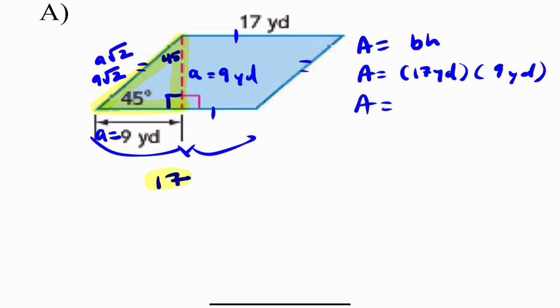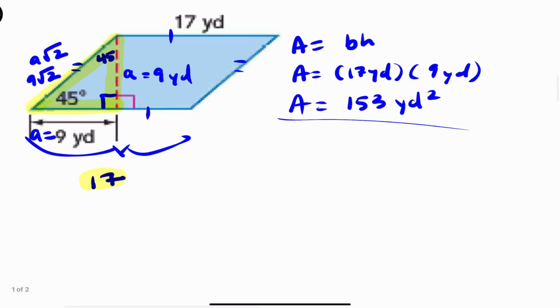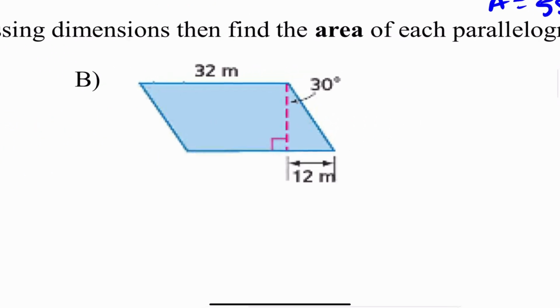So A equals 17 times 9. That is 153. And then yards times yards is yards squared. And that's your answer. A equals 153 yards squared. All right, let's take a look at B together.